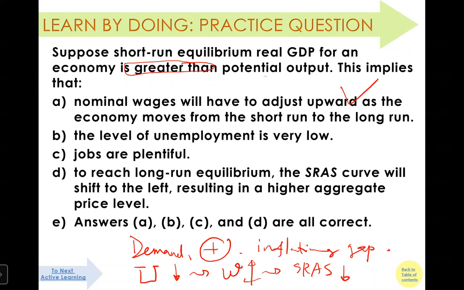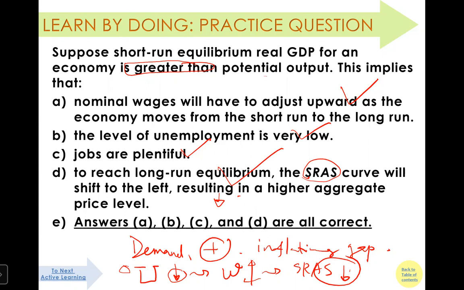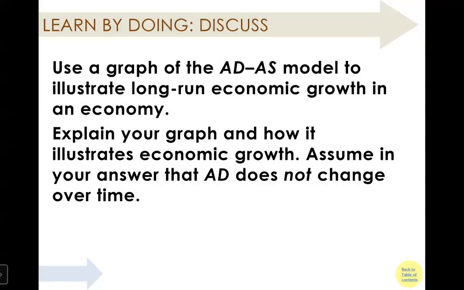B, yes, the unemployment rate is low, jobs are plentiful. Yes. D, to reach long run equilibrium, the short run aggregate supply will shift to the left, meaning it reduces. This refers to this part, so it is correct. Hence, the answer is E. Okay, A, B, C, D, they are all correct.